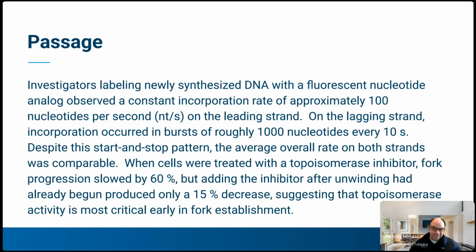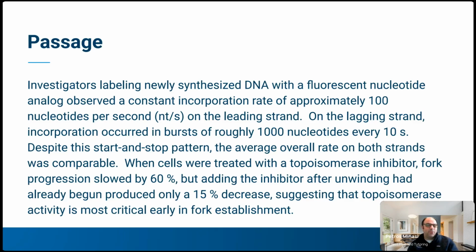Okay. The difference is, of course, one is happening in bursts of about 1,000 nucleotides every 10 seconds, whereas the other one is more continuous, right? It's a continuous 100 nucleotides per second, because they say it's a constant incorporation rate versus these bursts of 1,000 nucleotides. But in the end, the overall average rate is the same, because it's the exact same thing, just going in different directions. Despite this start and stop pattern, the average overall rate on both strands was comparable. So they then tell you that. They're like, okay, if you didn't do the math, we're going to tell you that.